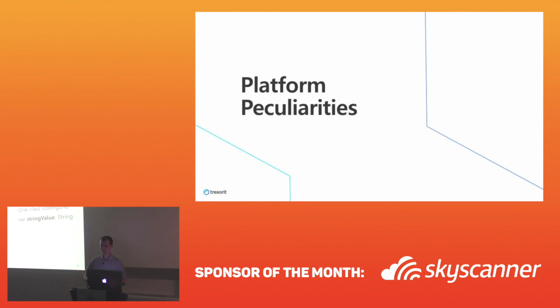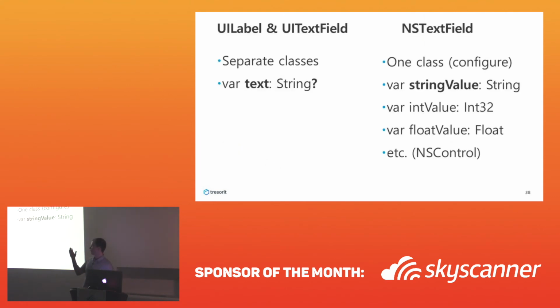So one of the things is UILabel and UITextField on iOS. You have two separate classes and you just assign a text property and boom, there you have it. You can even assign nil and it will be empty. On the Mac, you have an NSTextField class that covers both behaviors.